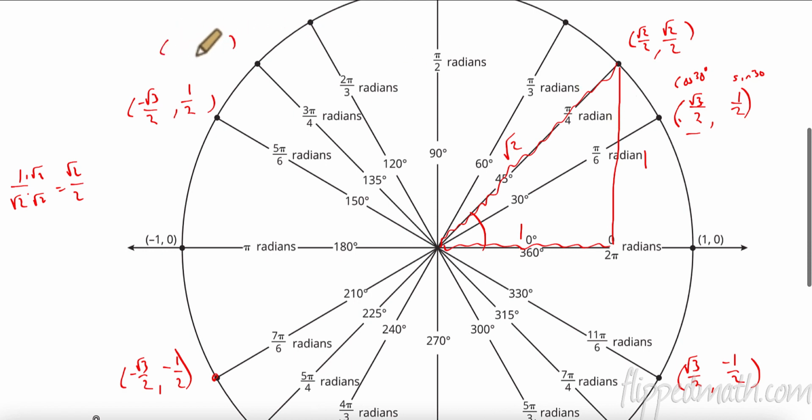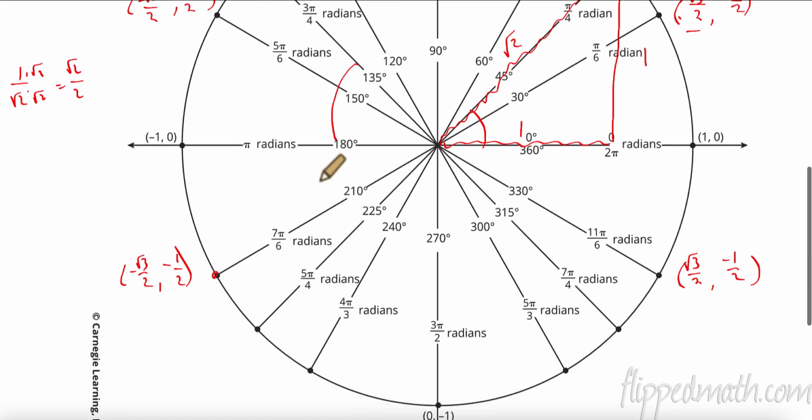Now let's quickly use our symmetry and label this. I know this is going to be some form of radical 2 over 2 because this right here is a 45-degree reference angle. 180 minus 45 gives me 135. The one difference is I'm going to the left, so my cosine value has to be negative. I still go up, so my sine value is positive. Let's go here. 180 plus 45 degrees. That's going to be 5 pi over 4, or 225.